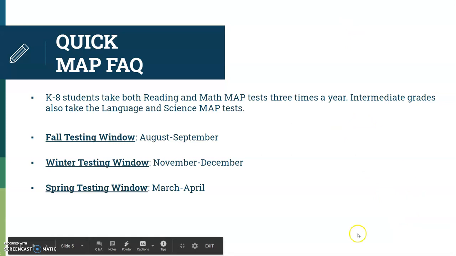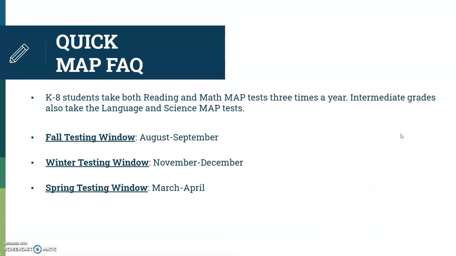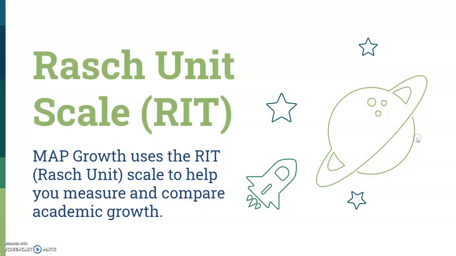And just know that the MAP test is the universal screener for interventions. So we do use the information to help us make decisions about students who are below grade level and may need to be moved into interventions for either reading or math. It's not an end-all be-all, but it's definitely a big key part of our decisions in the intervention process.